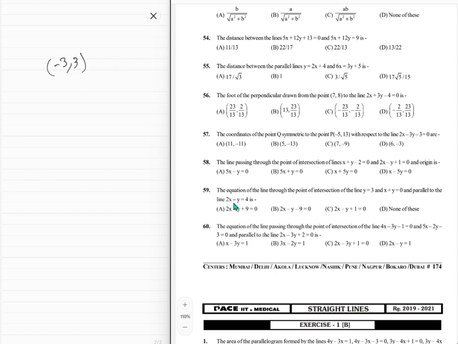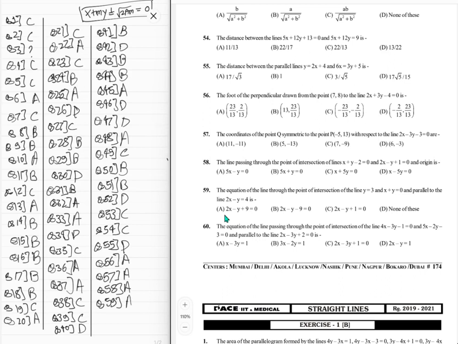So the slope is 2, so 2 into x plus 3 minus y minus 3 equal to 0, right? So it's going to be 2x minus y plus 6 plus 3, which is plus 9, equal to 0. So y equal to 2x plus 9.